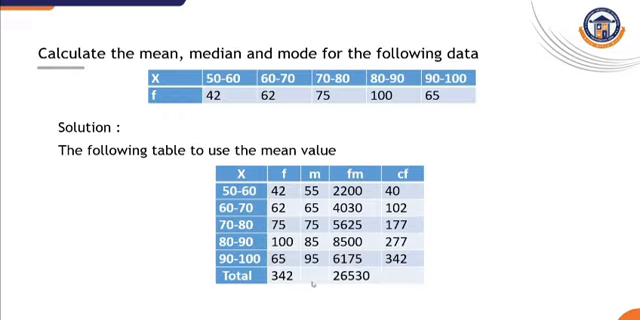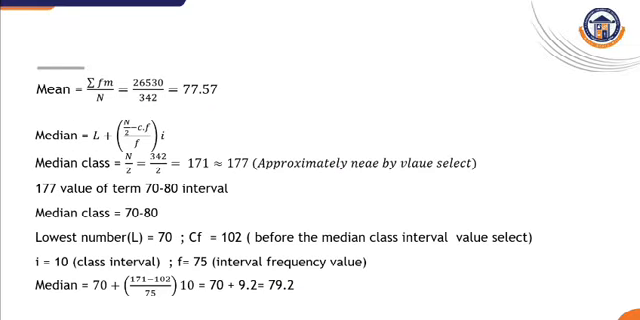The other one is the fm cumulative value, that is the total of frequency times middle value, 26,530. So now we know our mean formula: the sum of f times m divided by the entire n. The n means 342.